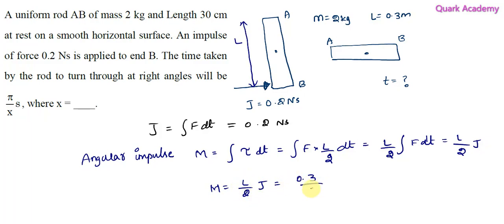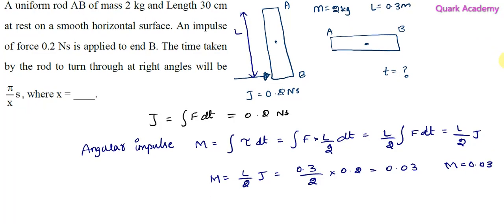L is 0.3 by 2 and this is 0.2. So we will get 0.03. This is the angular impulse. So let me write here M equal to 0.03. Now we need to find the theta. Sorry, we need to find the time period.